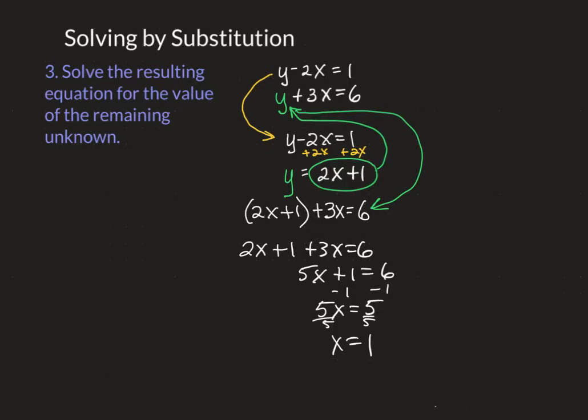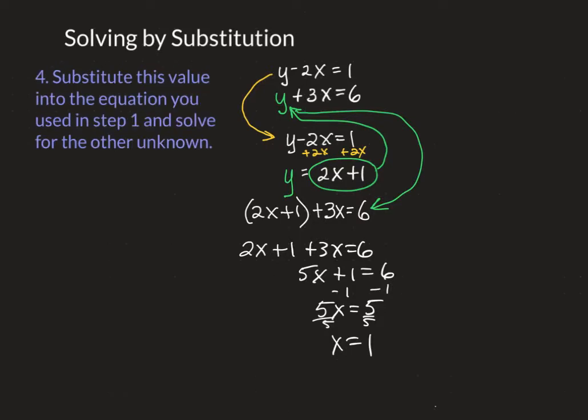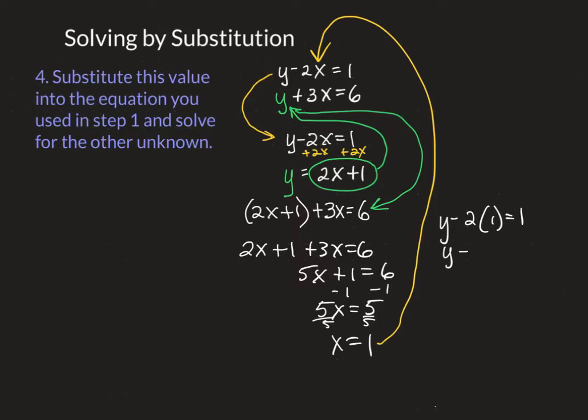So, ta-da, I found one of my unknowns. I'm not done yet. I just used the second equation here, where I indicated in green. Now I'm going to put this x back up into the first equation. Go back to the other equation, whichever equation you did not just use. Use that one. So y minus 2 times 1 equals 1. What value for y makes that true? Let's solve for y. Adding 2 to both sides, y equals 3.